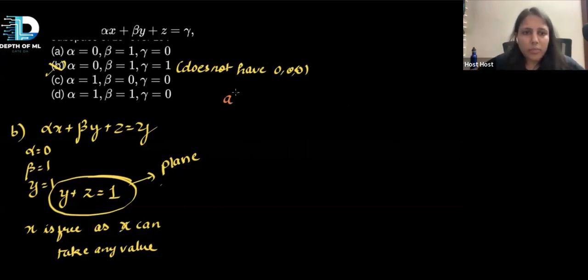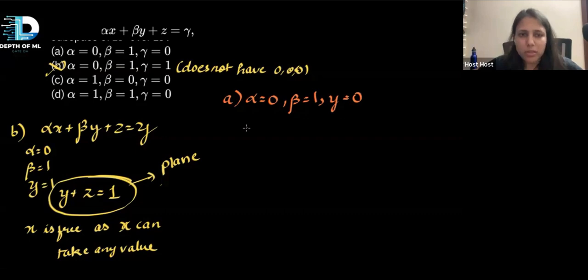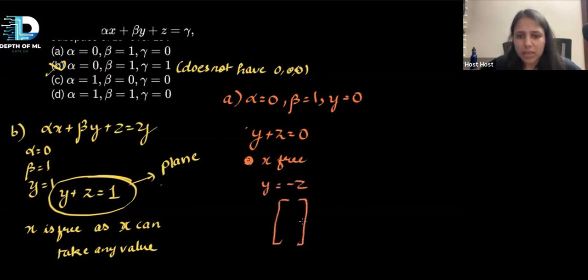Now let's look at the other examples. So I have A, which is alpha is equal to 0, beta is equal to 1, and gamma is equal to 0, right? So what I have is just one equation. This is 0 plus beta, beta 1, so y plus z is equal to 0. I have just one equation, and I have how many variables? And my x is again free, right? And y I can write as minus z.